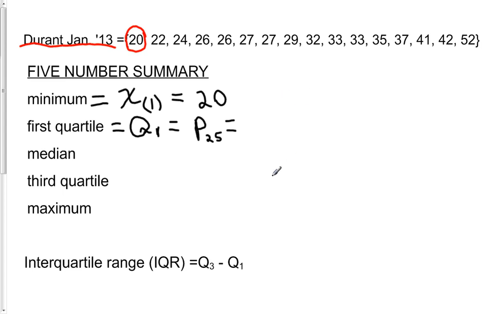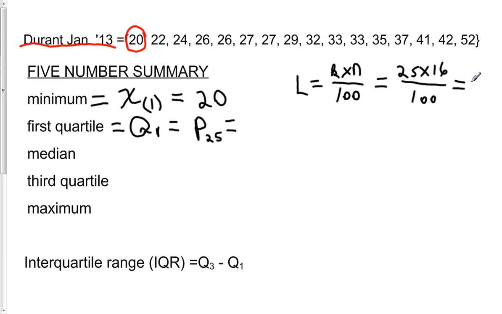First, we have to find the locator, L. L is equal to the value of K, which in this case is 25, times N, which in our case is 16, all over 100. This is like multiplying the decimal form of our percentile by the sample size n. So 25 times 16 divided by 100 gives us the number 4. So our locator L is 4.